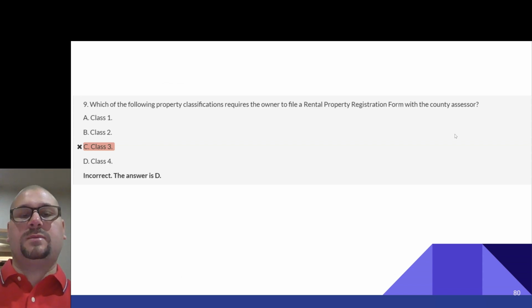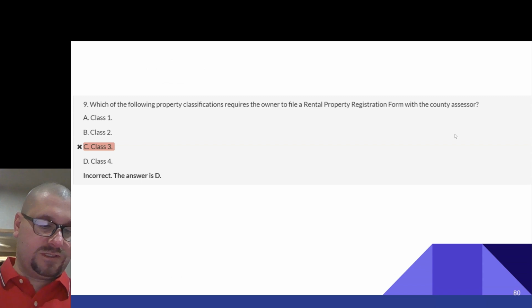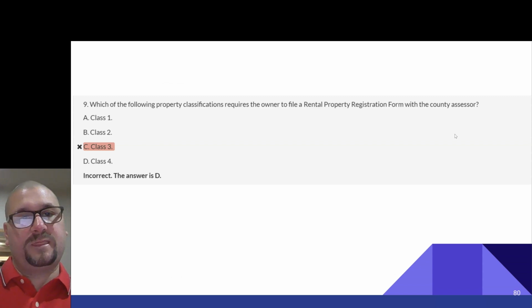Which of the following property classifications requires the owner to file a rental property registration form with the county assessor? Delta. Class 4. So Class 3 gives you the tax reduction for education. Class 4 is the property classification that requires the owner to file a rental property registration form with the county assessor.